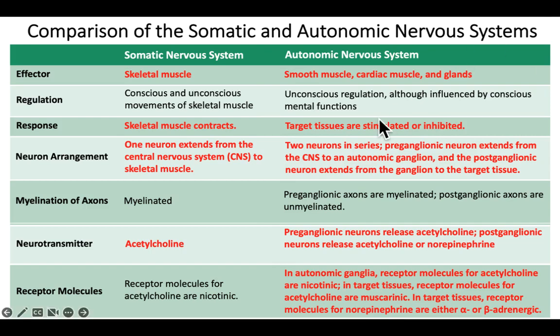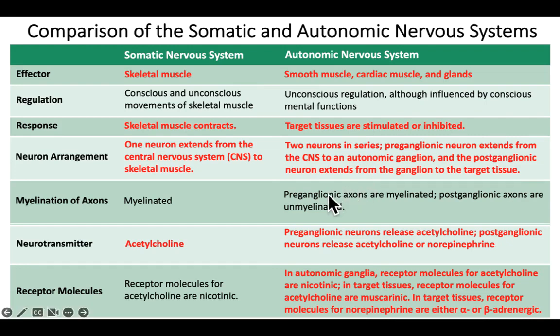The neuron arrangement. When the signal comes out of the CNS, it requires two neurons to get to the target. They're going to connect at what's called an autonomic ganglion. That's where the first neuron will stimulate the second neuron. That first neuron, because it's before the ganglion, is known as preganglionic. And if you're after the ganglion, you're known as postganglionic. So the postganglionic neuron is the one that's going to be directly controlling the target organ. And we'll take a look at this using some better imagery.